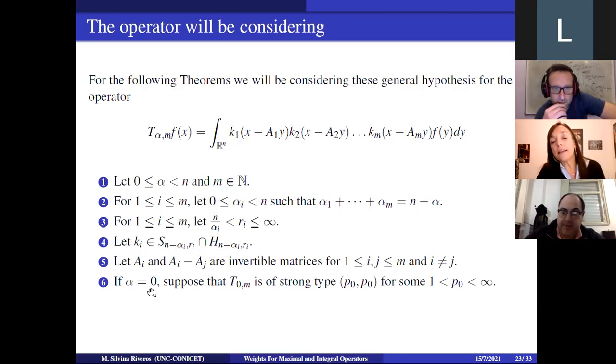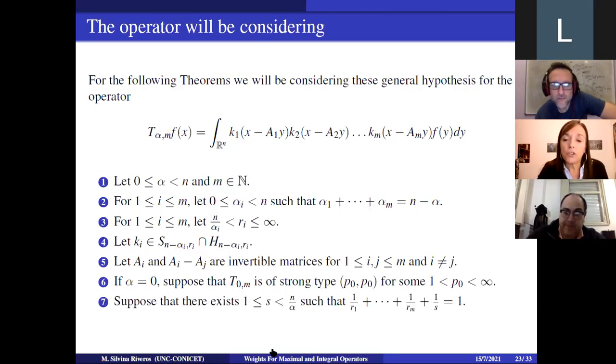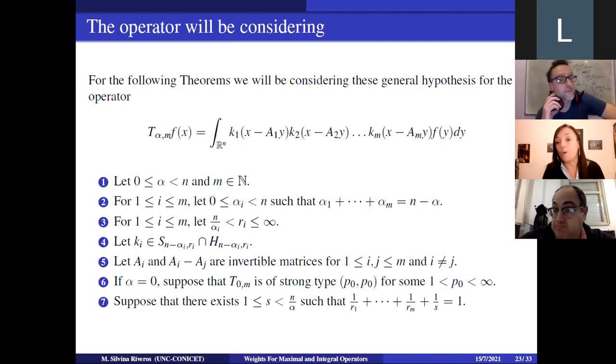And in the case that alpha equals 0, we will ask that the operator is strong type (P0,P0) with respect to the Lebesgue measure, and we will consider the exponent S that will be the conjugate of all the R1, ..., Rm. Because in the proof of the theorems we will be using a lot of Holder inequalities.